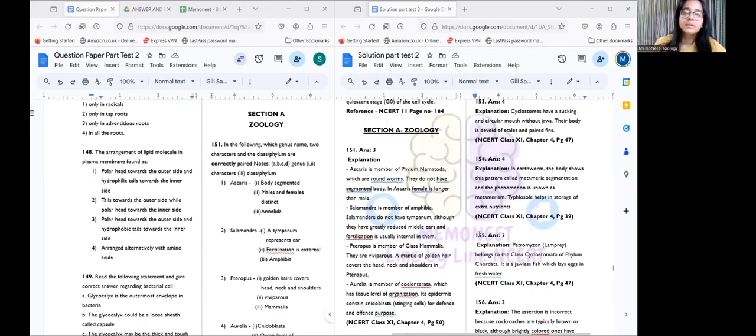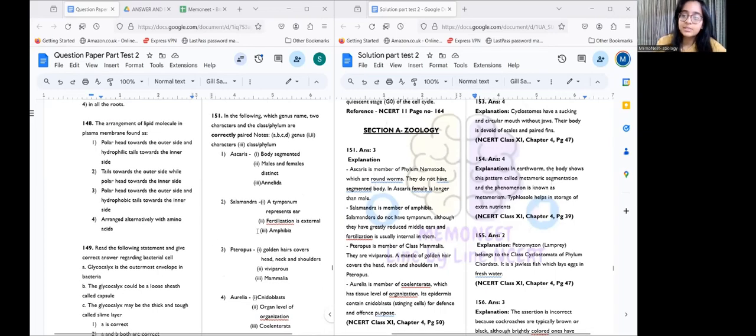So let's begin. So question number 151. It states, in which of the following the genus name, two characters in the class of phylum are correctly paired. So the answer for this question is answer number 3. That is Pteropus. Pteropus, as we correctly know, belongs to which phylum, which class? Can anyone tell? Yeah, so it belongs to class Mammalia, right? So now class Mammalia refers to mammals. We as humans are also mammals, so we can relate the characteristics of mammals compared to us.